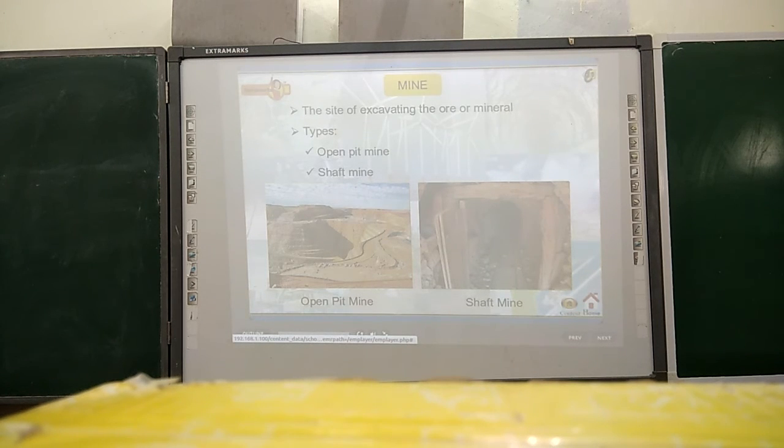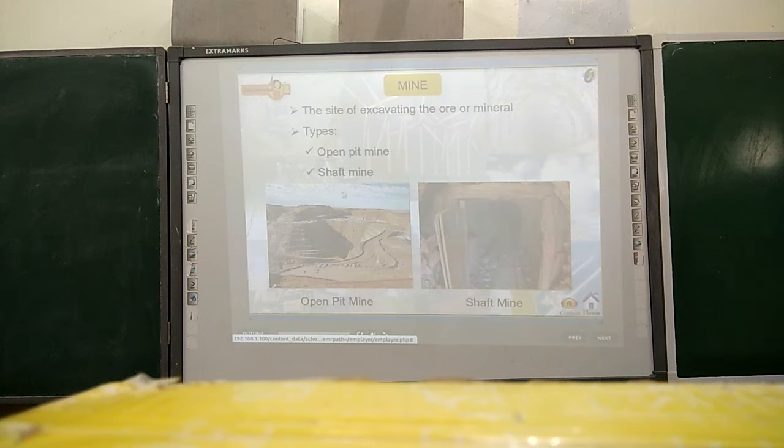The site of excavating the ore or mineral is called a mine. The same mine can be classified into two types. One is open pit mine, the other is shaft mine.